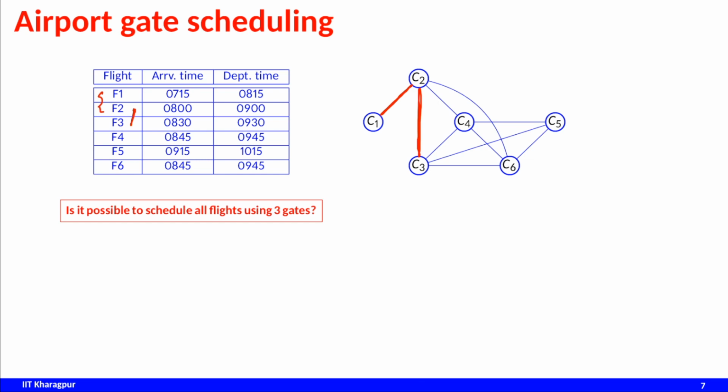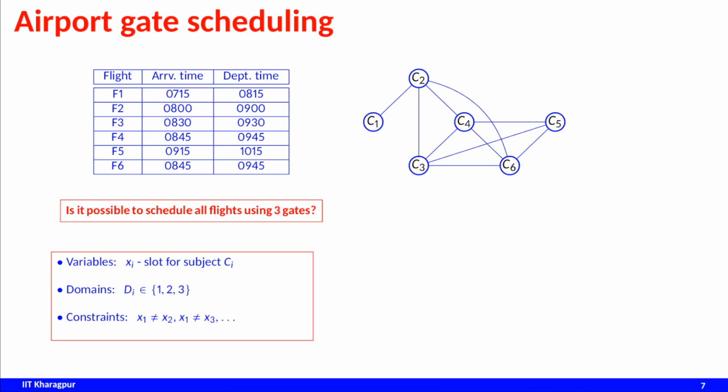In order to model this problem, we can proceed in the same manner. We can have the same slots. For every slot we have only 3 domain values, because it can be either 1, 2 or 3, whichever gate we want to schedule. And the constraint is something like this: x1 is not equal to x2, and so on and so forth. Once we write these constraints, we can give them to the solver and it will give us the solution.